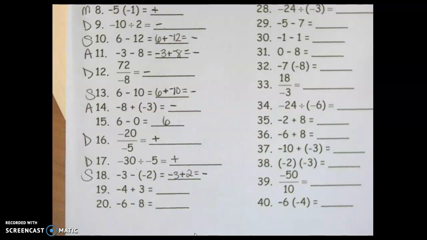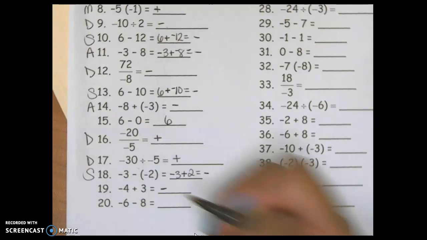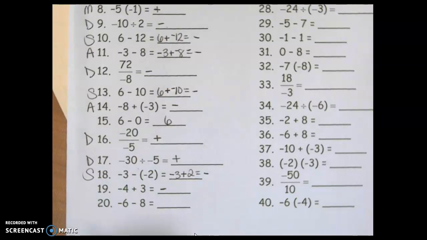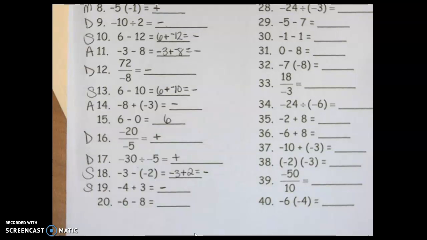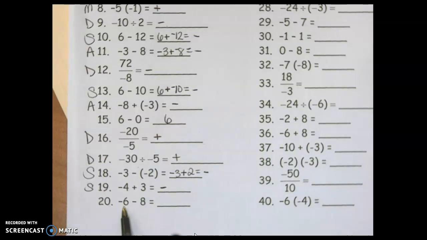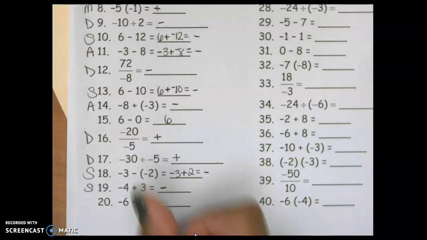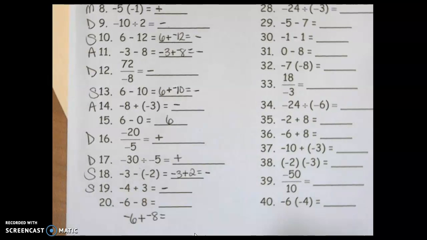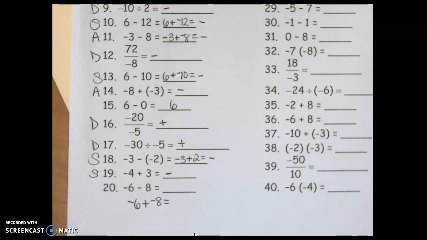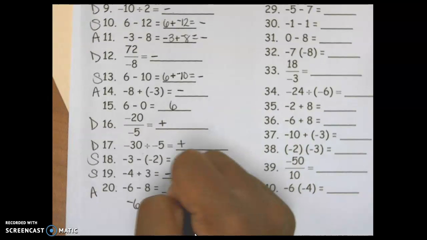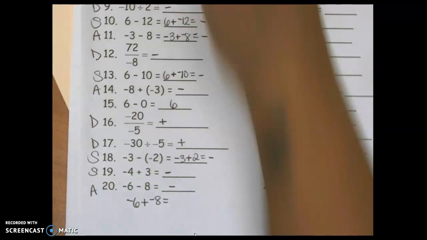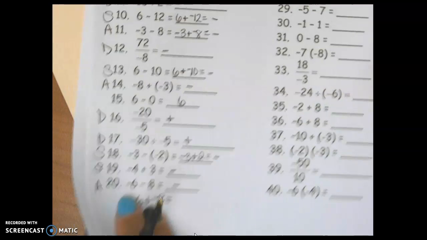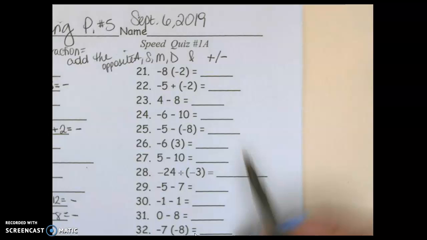It's going to be -4 minus -3. Okay, so I'm going to subtract. It's just going to be 4 minus 3. I've got my sign already. And then it's going to be -6 minus 8. Rewrite it. -6 plus -8. 8 plus 6, negative. I'm going to add, and it's going to be negative. Great. We've got down the first 20. Let's try and move a little more speedily.